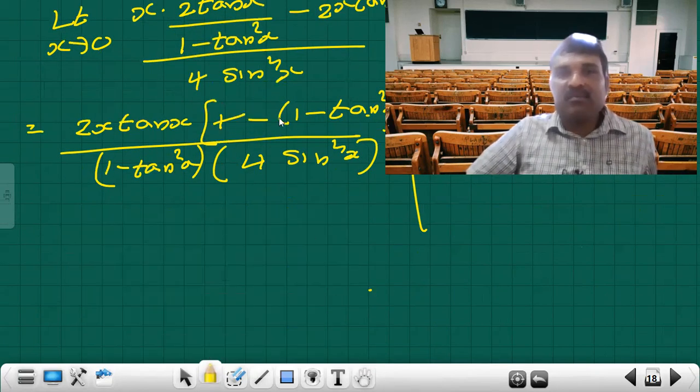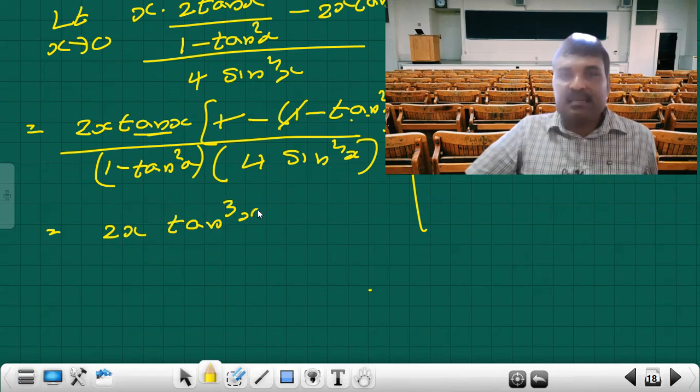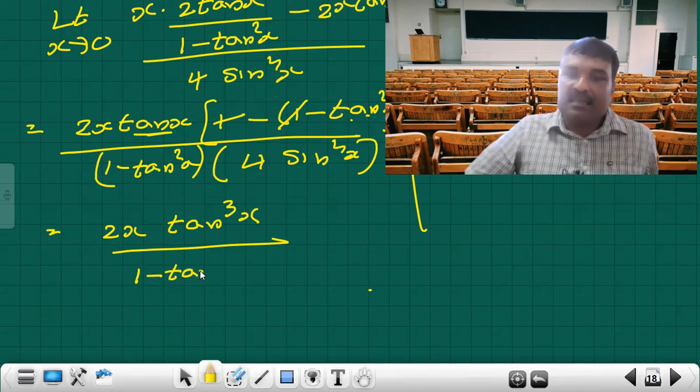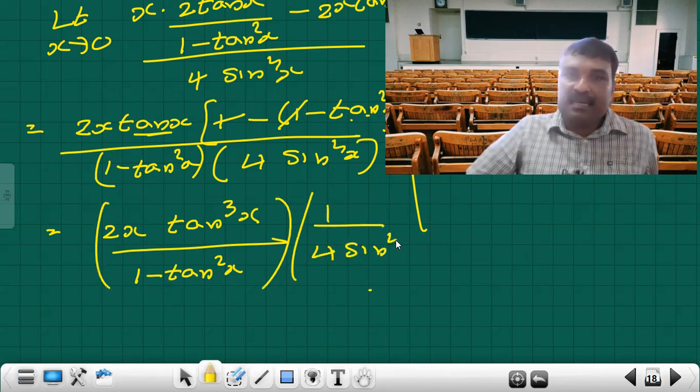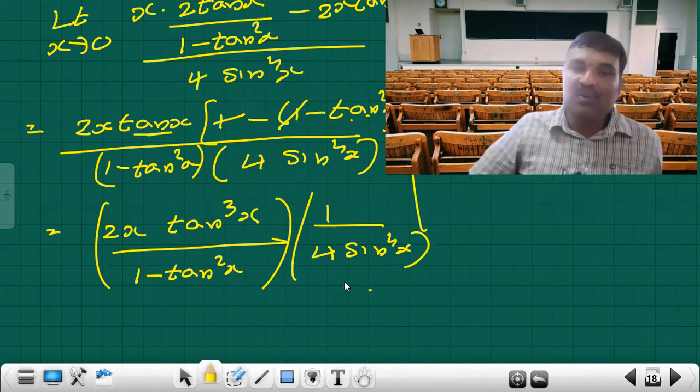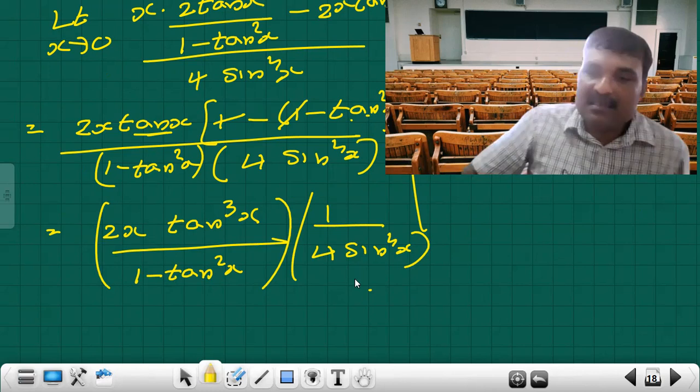So this 1 and minus 1 will cancel. So the numerator becomes plus tan square x. So we can write this 2x into this tan x into tan square x. That becomes tan cube x, right? Divided by 1 minus tan square x, multiplied by 1 by 4 sine raised to 4x. Okay. Now, what is the value of this limit?